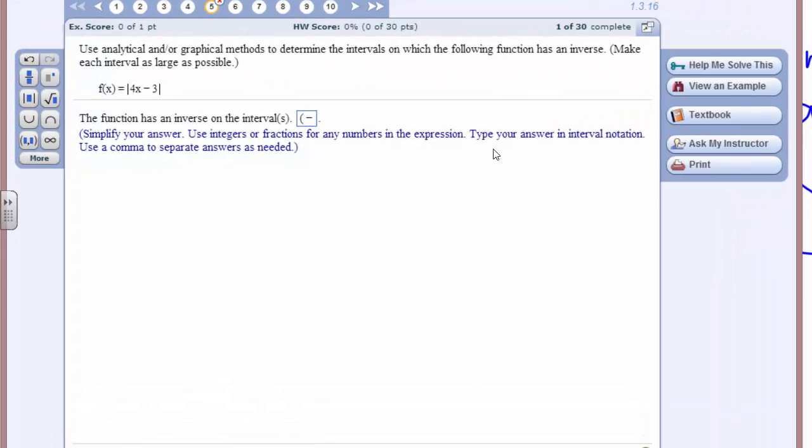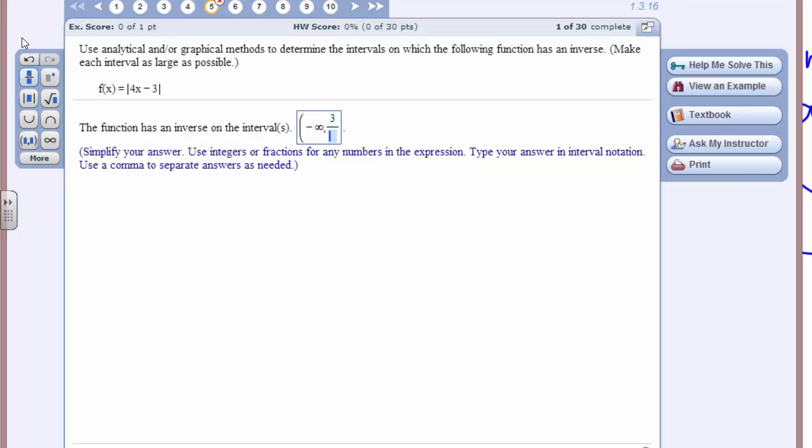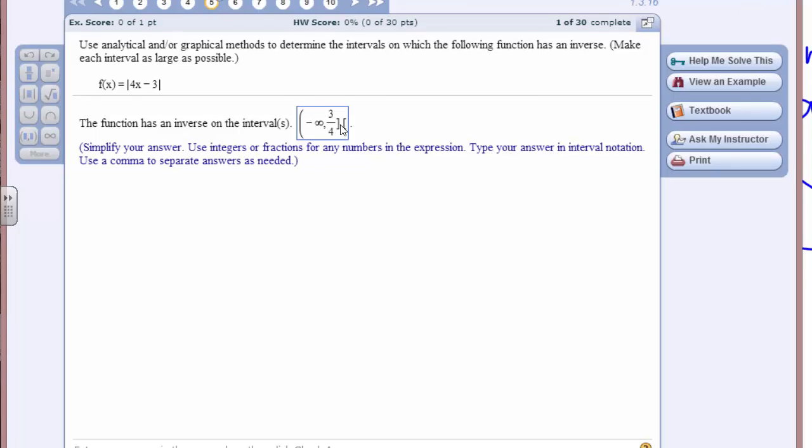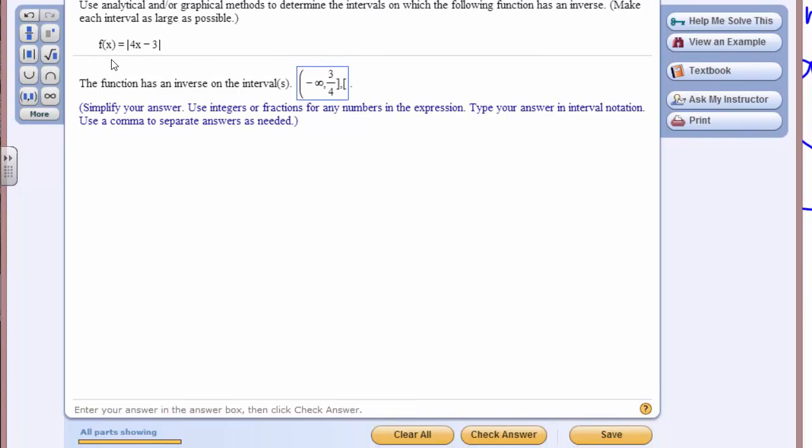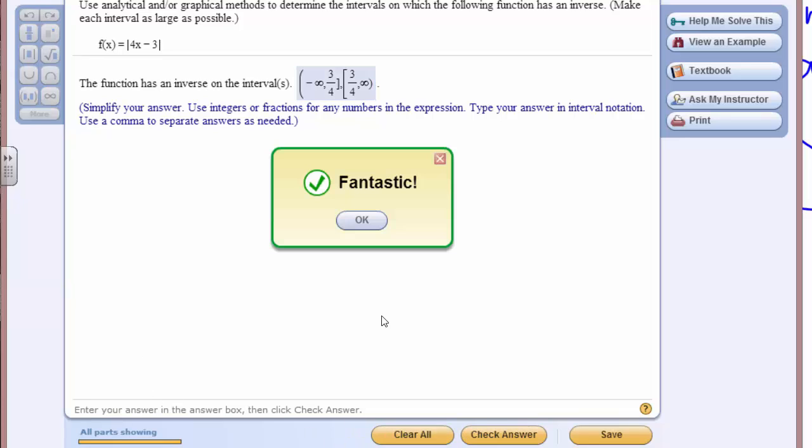Curved parenthesis, negative infinity, comma, 3/4. Now we need a square bracket, so we'll separate them by a comma, square bracket, 3/4, and comma, infinity, and close the parentheses. Okay.